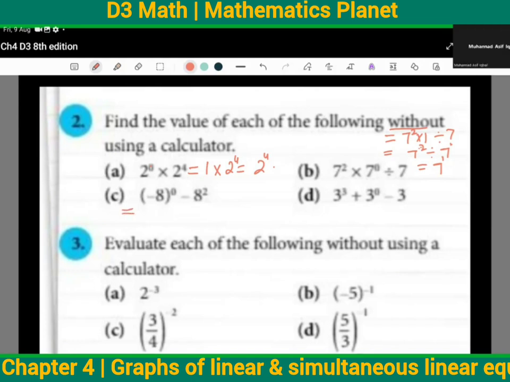Yes, teacher. It will be 1 minus 8, 64, which will be minus 63. Yes, Daniel. 3 to the power 3 plus 1 minus 3. 3 to the power 3 minus 2. 3 to the power 3 will be 27. 27 plus 1 is 28, minus 3 is 25.